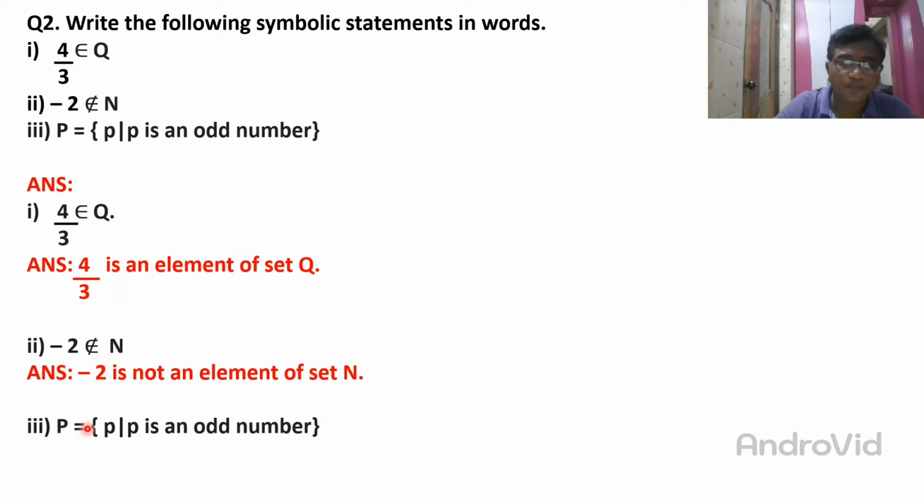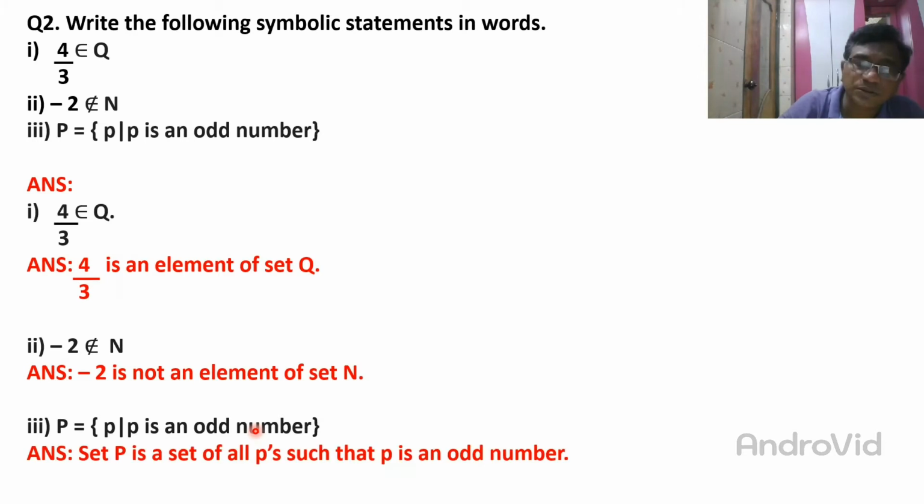P is the set of P such that... See where I kept the cursor and moving there, so that line meaning is such that. Okay, so P is the set of P such that P is an odd number. We can write it this way: set of P is a set of all P such that P is an odd number. Or what I read, you can write it this way, P is the set of P such that P is an odd number. It's also correct. I think my students, you understand how to write the symbolic statement.